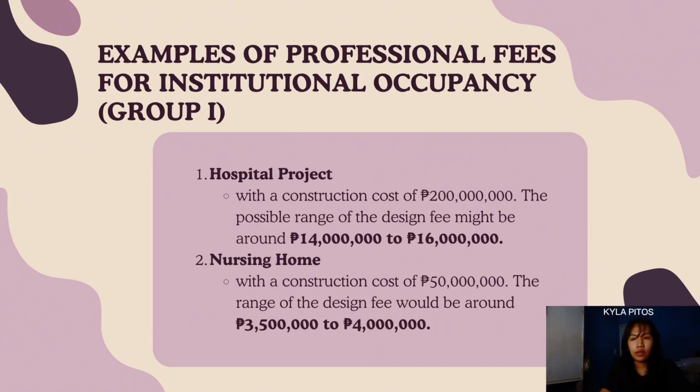Then the first example of the institutional occupancy under SPP document 202 is the hospital project, which includes a construction cost of 200 million and a possible design fee range of around 14 to 16 million. The second one is the nursing home, which includes a construction cost of 50 million and the range of the design fee would be around 3.5 to 4 million.